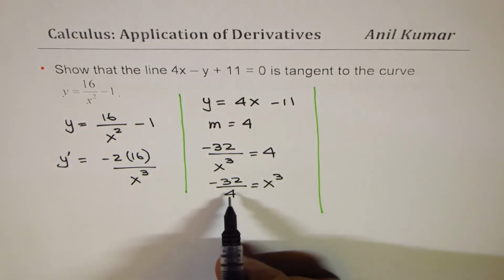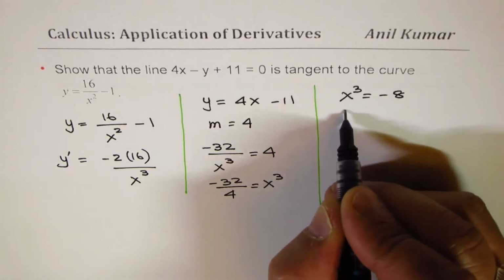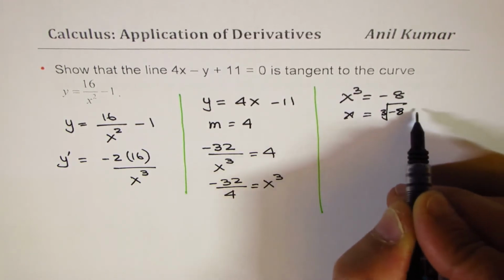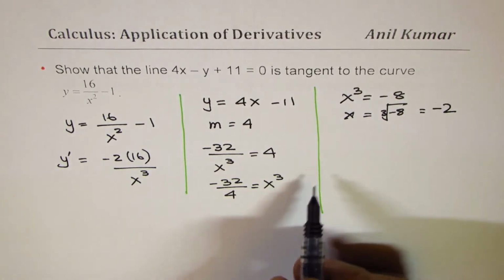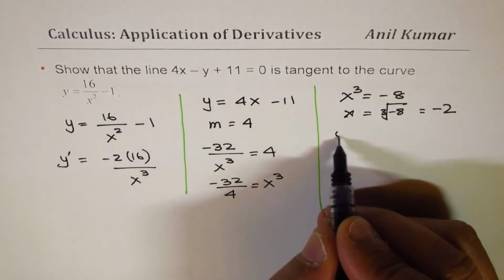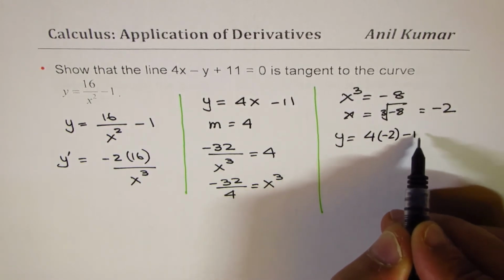So from here, this is 8, right? So we get x cubed equals minus 8. x is equal to the cube root of minus 8, which is minus 2. Now to get the y value, let's write down minus 2 here. So we get y equals 4 times minus 2 minus 11.